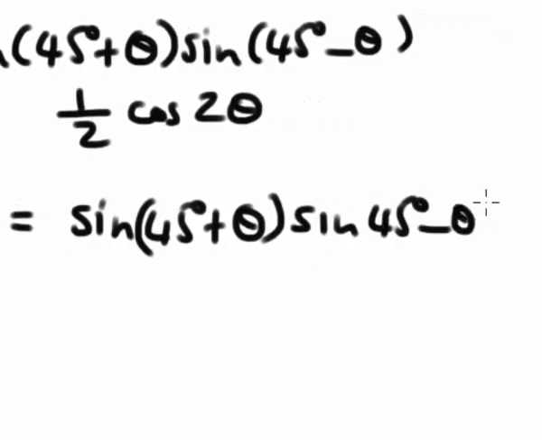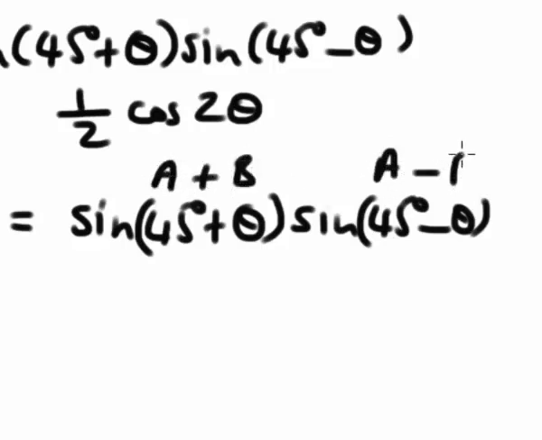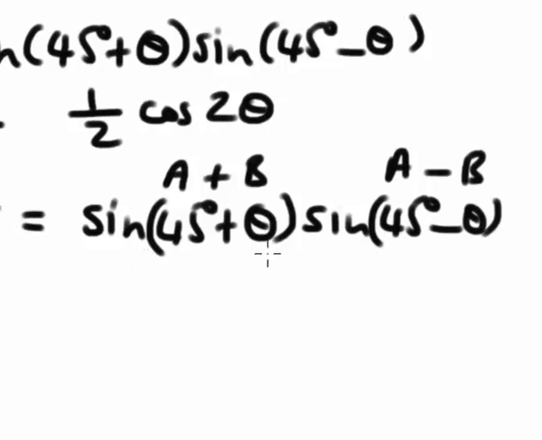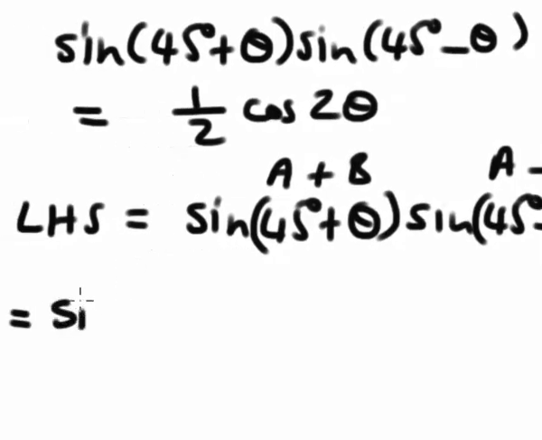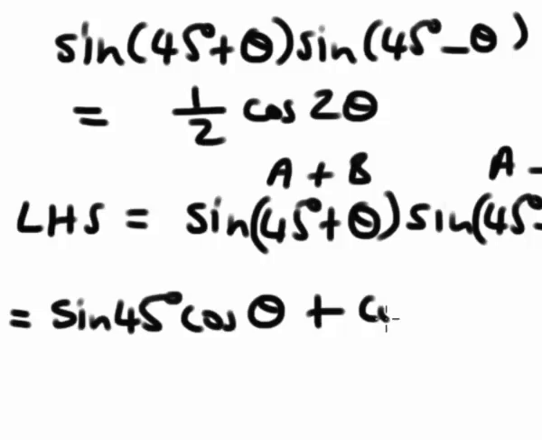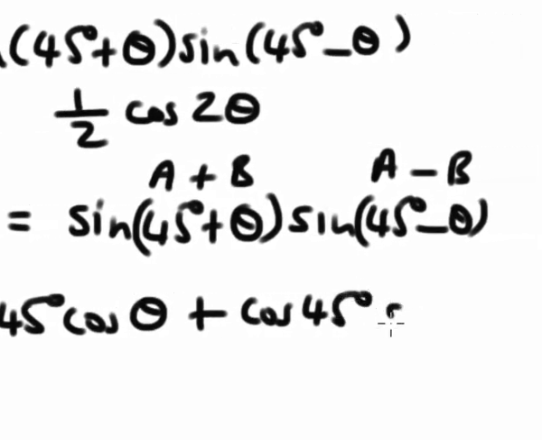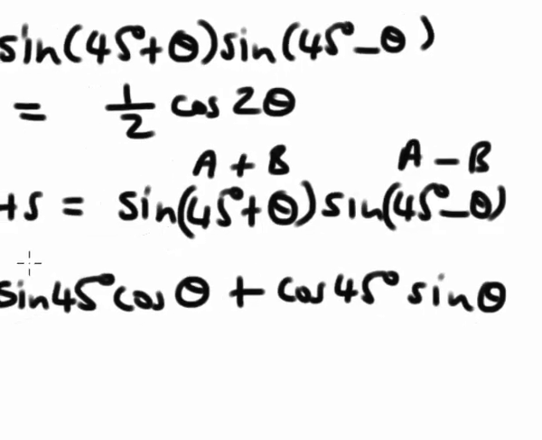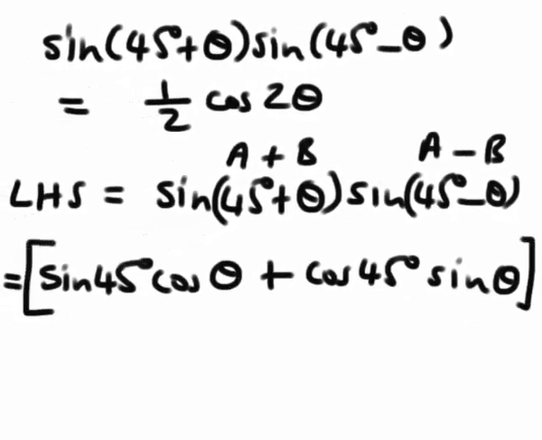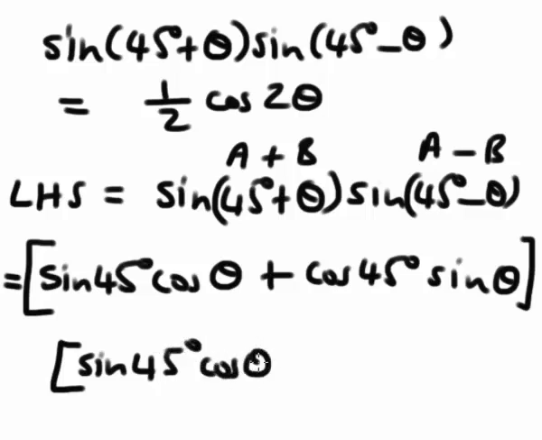The only way around this is to use the formulas for sine A plus B and sine A minus B. So let's have a look here. Sine A plus B, if you use that formula from the formula sheet, is sine A cos B plus cos A sine B. Then this is being multiplied by sine A minus B, which is sine A cos B minus cos A sine B.